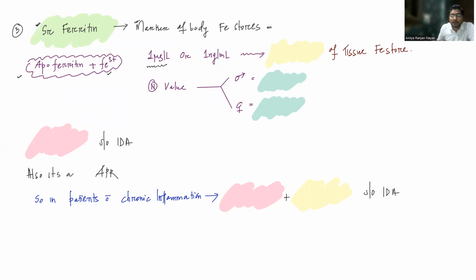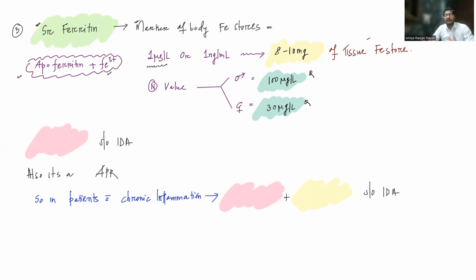1 microgram per liter of ferritin suggests 8 to 10 milligram of tissue iron stores. So what is the normal value? In a male, it is around 100 microgram per liter, or you can also write it as nanogram per ml, since microgram per liter is equal to nanogram per ml. In females, it is around 30 microgram per liter. So these are the normal values of serum ferritin.